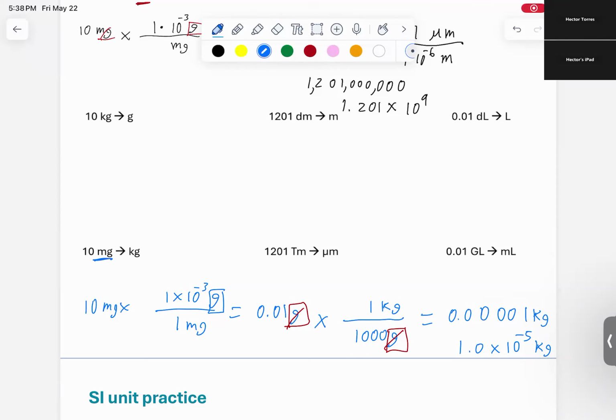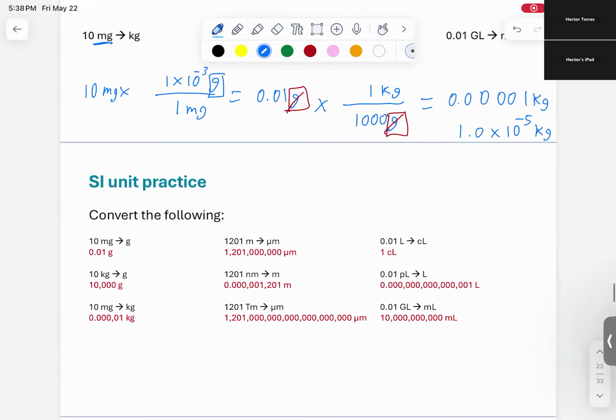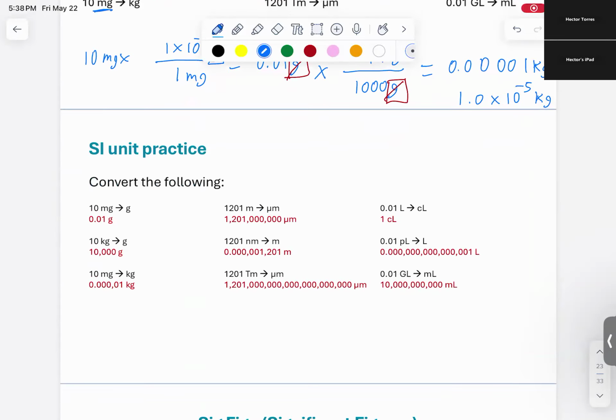Okay. But definitely practice this unit conversion. It can be challenging at the beginning, but once you do some practice, it does get much easier. So make sure to get that practice in, okay? Okay, and then here's the answers for if you want to double check your problem or your work.